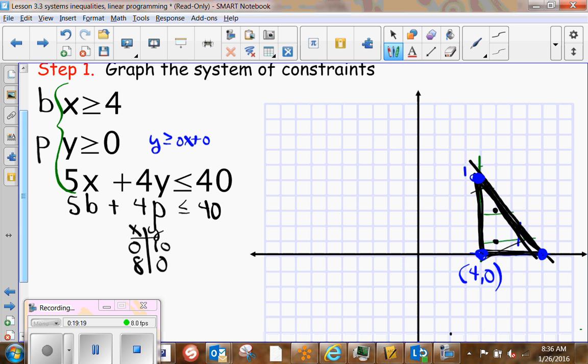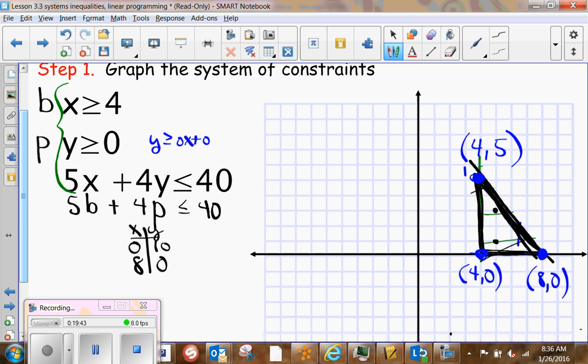This vertex is at 1, 2, 3, 4, 5, 6, 7. Is that an 8? Yeah. It's at 8, 0. And this one is at 4, 1, 2, 3, 4, 5. So one of those 3 combinations there is going to maximize his profit.